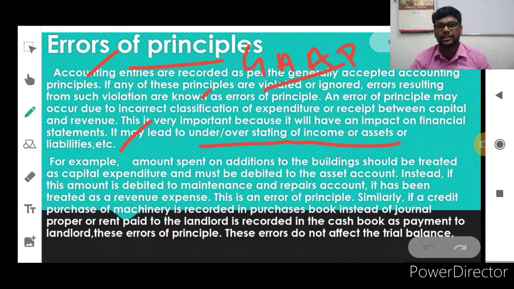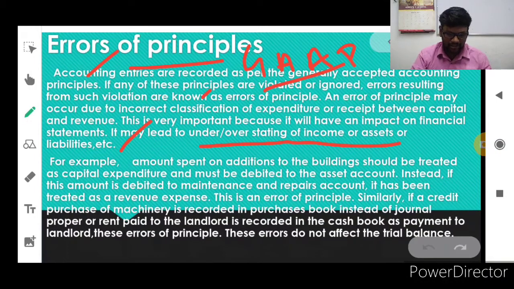Capital and revenue expenditure. Purchasing machinery is capital. Instead of that, if you have written that purchased machinery in a maintenance account, that is revenue expenditure. Isn't it? That is a great mistake. For your better understanding, I have some examples.